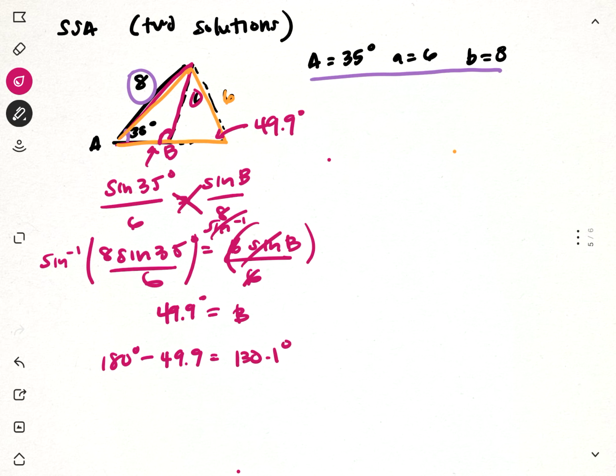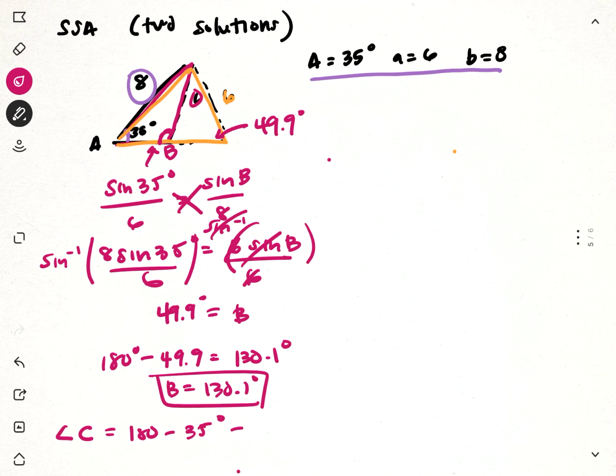Okay, so this one, if we're talking about just the smaller triangle, then our B that we're going to use is 130.1. Now we can find the last angle. So angle C is going to be 180 minus the 35 that we're being given, minus 130.1. So 180 minus 35 minus 130.1 is 14.9 degrees.